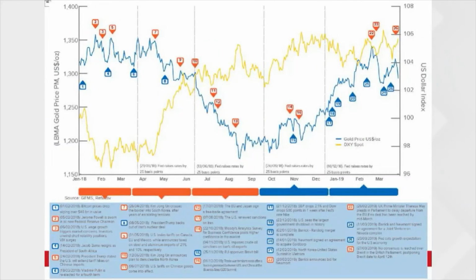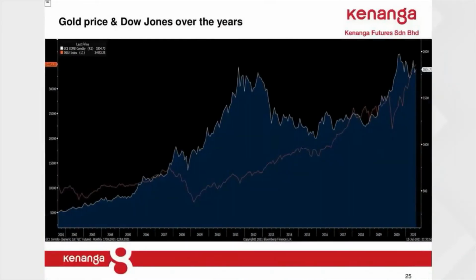This is the US dollar versus gold performance over the years. There are a lot of factors affecting the US dollar in terms of the economy, right? And as you know, gold has an inverse relationship with USD, so the relationship is very clear. I will show you another chart after this. And as you can see here, this is gold prices versus the Dow Jones over the years.